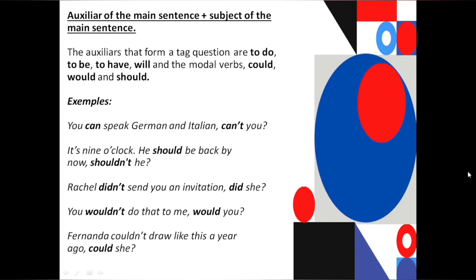And the last one. Fernanda couldn't draw like this a year ago, could she? So I don't think she used to draw like this. No, she improved. So I ask you, Fernanda couldn't draw like this a year ago, could she? I'm confirming this information, so could she?